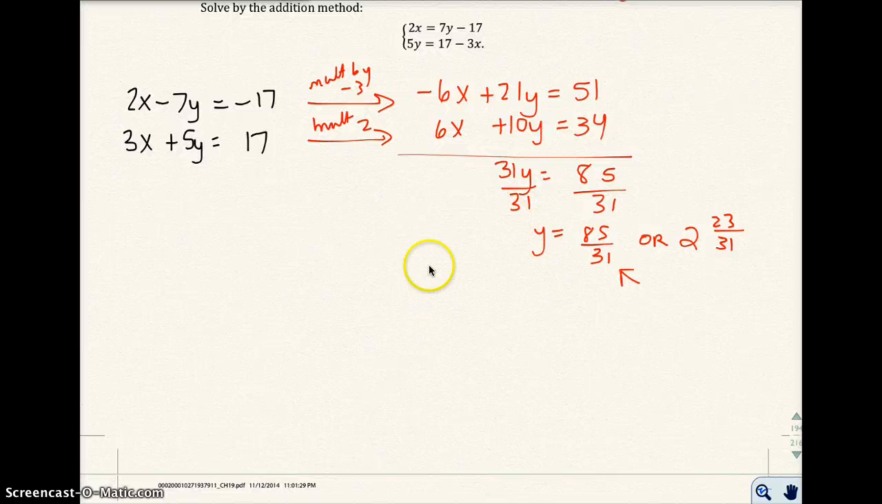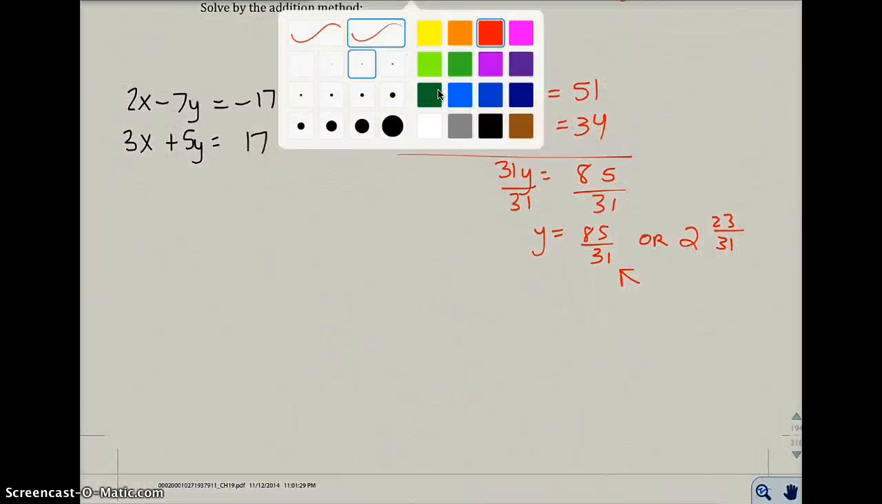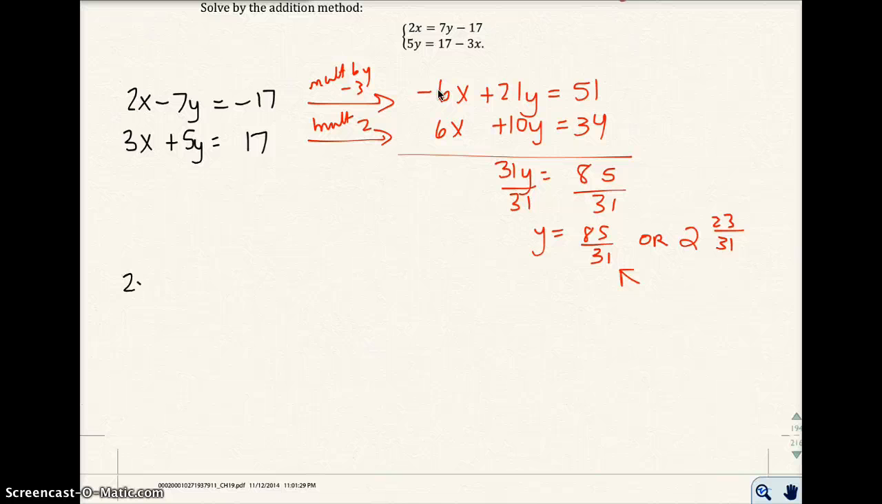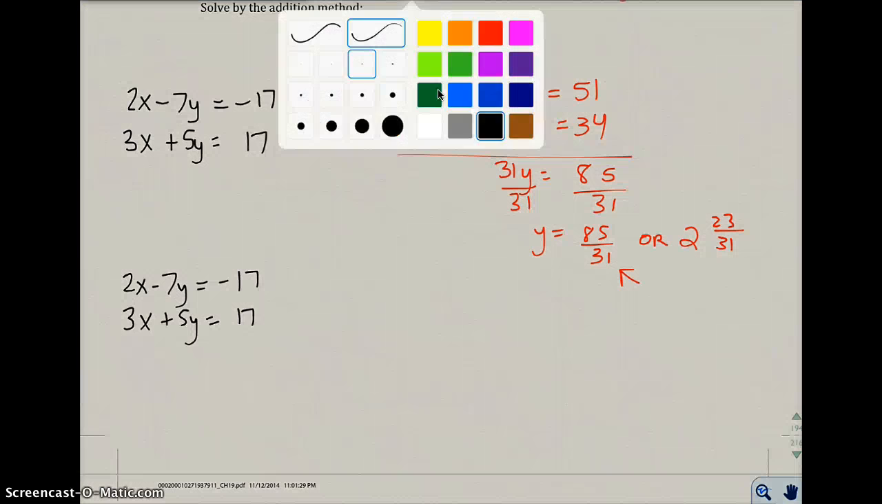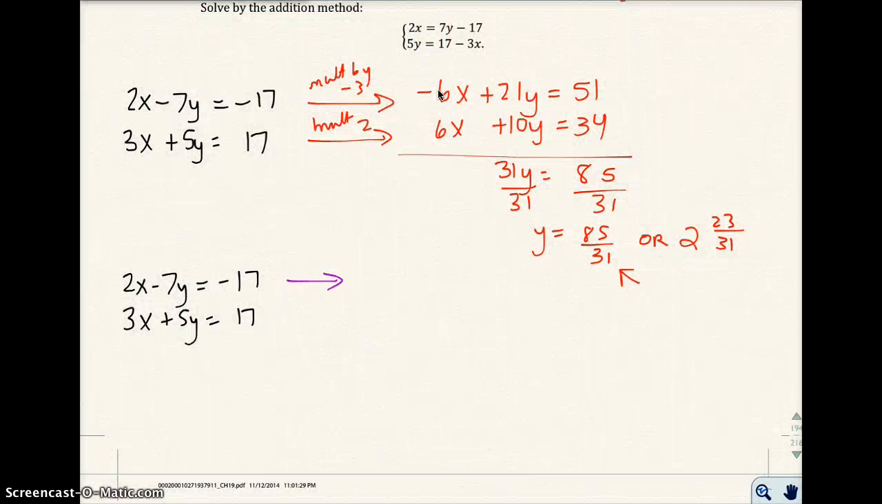Now I want to figure out what the x value is. I could take this y and put it back into here or here and then solve for x, but I really don't want to deal with a fraction. Most students don't. So what I tell my students is that you can take that original system, 2x minus 7y equals -17 and 3x plus 5y equals 17. And this time I could go ahead and try to eliminate y and I'll get x. So I'll multiply the top one by 5 and the bottom one by 7.